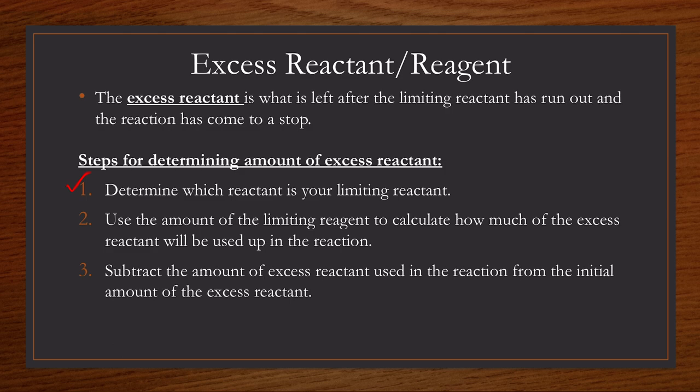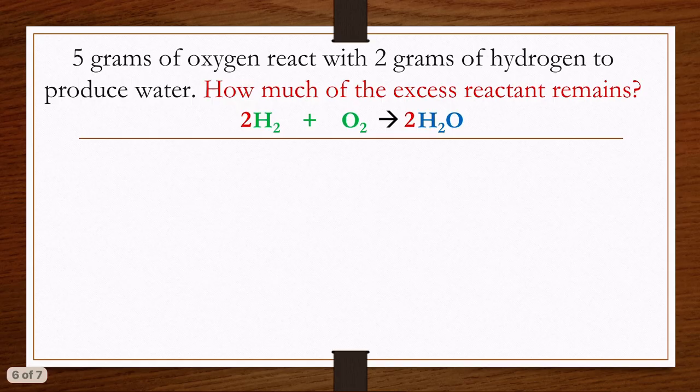Then we are going to take the amount of the limiting reactant, so our 5 grams of oxygen, and we're going to calculate how much of the excess reactant is going to be used up in that reaction. And so that's one more stoichiometry problem that we have to set up and solve. And once we know how much of the hydrogen is going to be used up, we can subtract that from the amount of hydrogen we started with and determine how much is left over at the end. All right, so let's go ahead and take a look at our example. So this is the same problem.